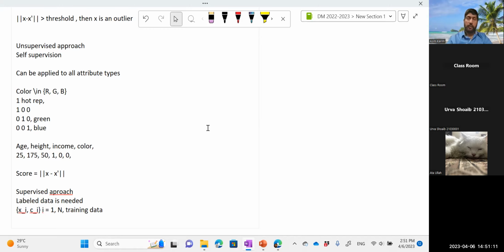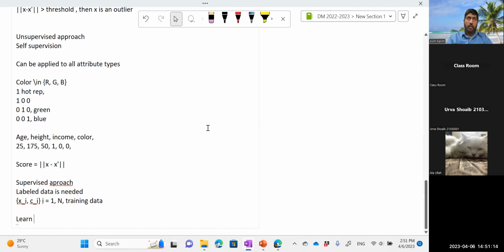So given such a data set, you can learn a binary classifier. So you can even learn a decision tree. So we had studied decision trees as a classifier in this course. So you can learn a decision tree that takes X as an input and would tell you whether that X is an outlying object or not. Okay. But as I said, you do need to have this data set. So once you have this data set, you train a model. Once the model has been trained, then that model can be used to predict for new objects whether they are outliers or not.